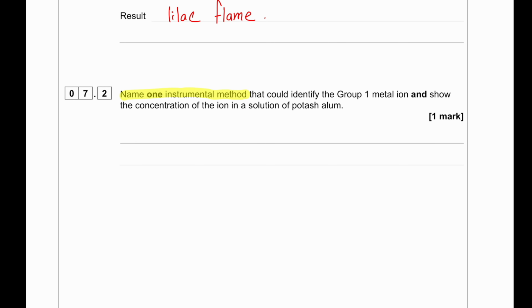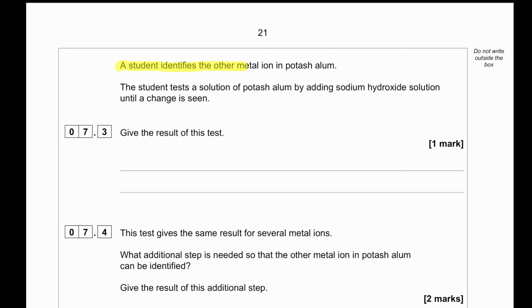Name one instrumental method that could identify the group 1 metal ion and show the concentration of the ion in a solution of potash alum. We can perform flame emission spectroscopy to identify the potassium. A student identifies the other metal ion in potash alum. The student tests a solution of potash alum by adding sodium hydroxide solution until a change is seen. Give the result of this test. So when sodium hydroxide is added, the aluminium ion reacts with sodium hydroxide and produces a white precipitate.